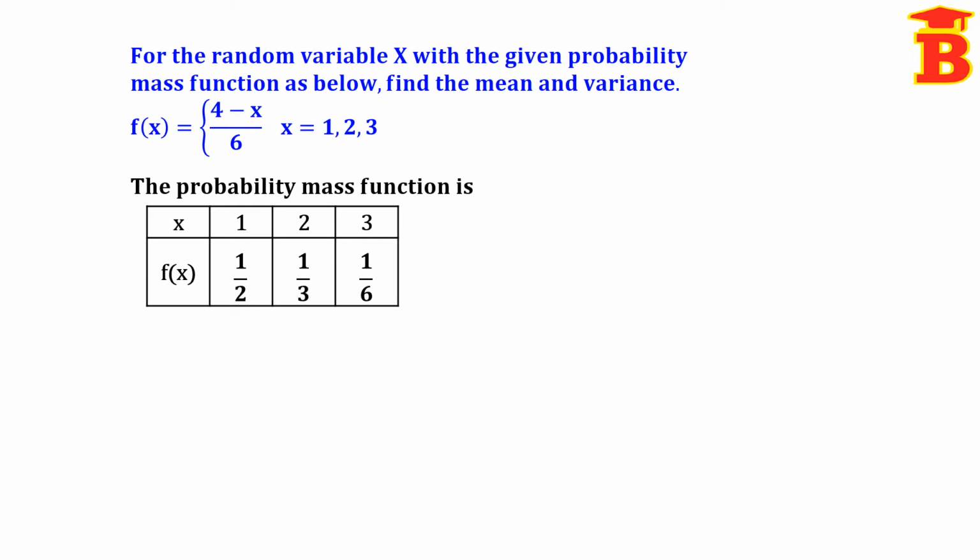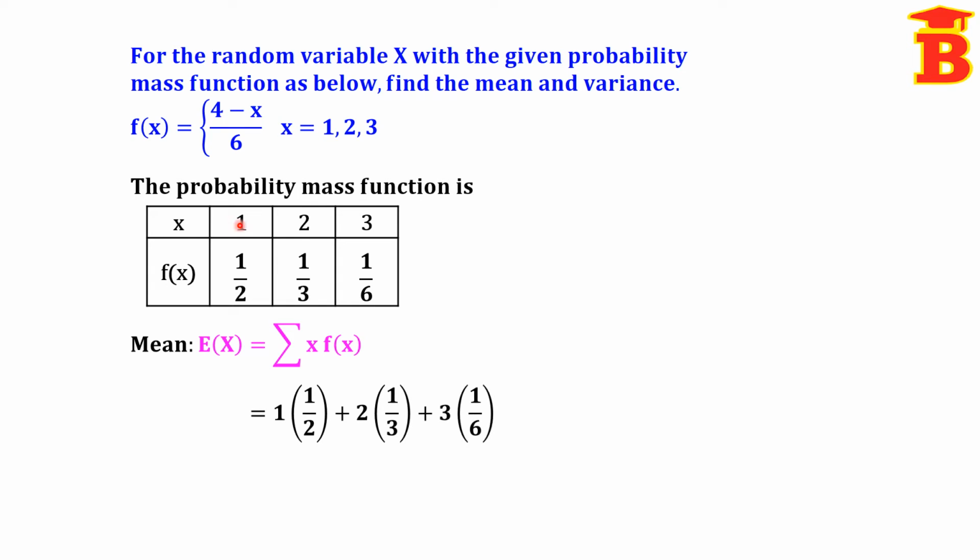We have to find mean and variance. So this is mass function, so we have to take summation formula. Mean E of x equal to summation x into f of x. Just multiply and add. 1 into 1 by 2 plus 2 into 1 by 3 plus 3 into 1 by 6.